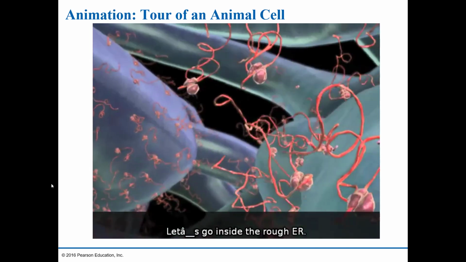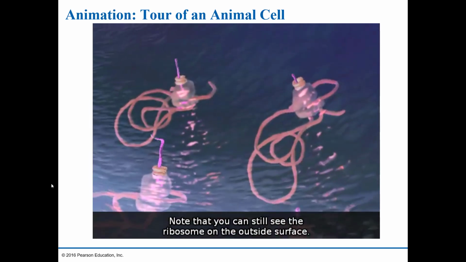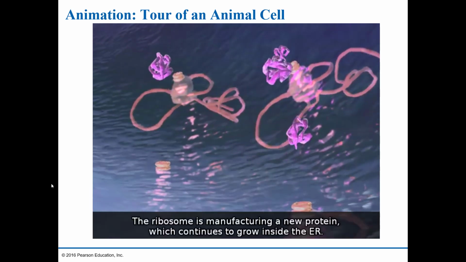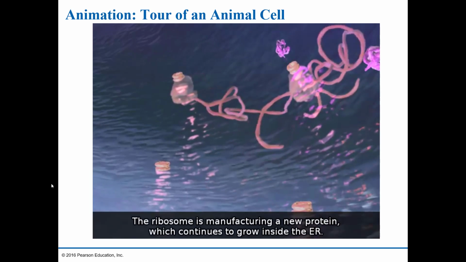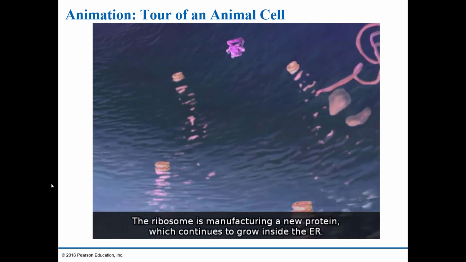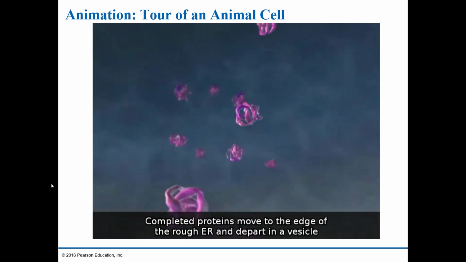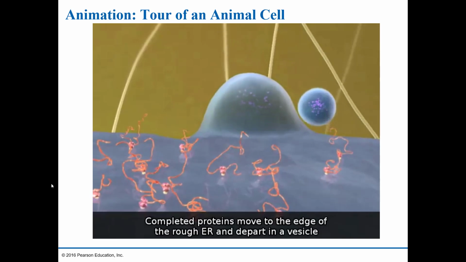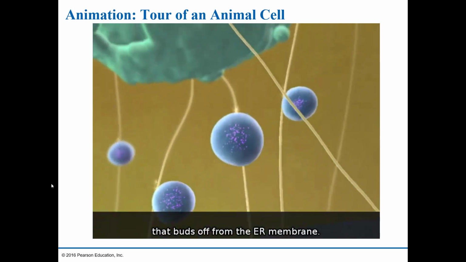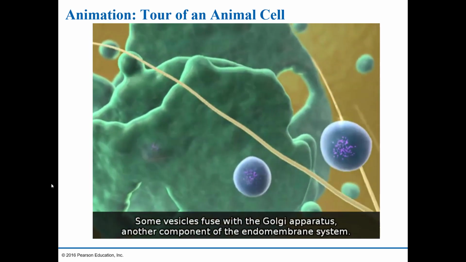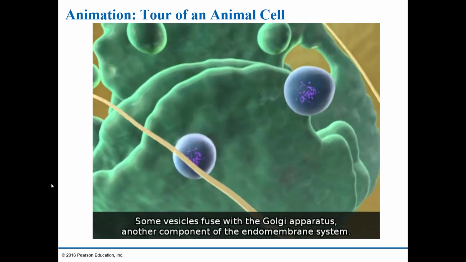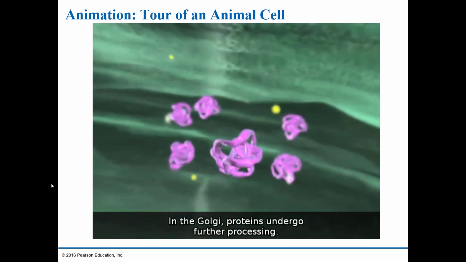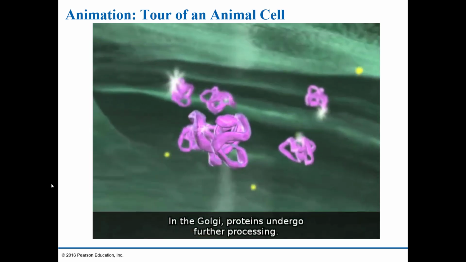Let's go inside the rough ER. Note that you can still see the ribosome on the outside surface. The ribosome is manufacturing a new protein, which continues to grow inside the ER. Completed proteins move to the edge of the rough ER and depart in a vesicle that buds off from the ER membrane. Some vesicles fuse with the Golgi apparatus, another component of the endomembrane system. In the Golgi, proteins undergo further processing.